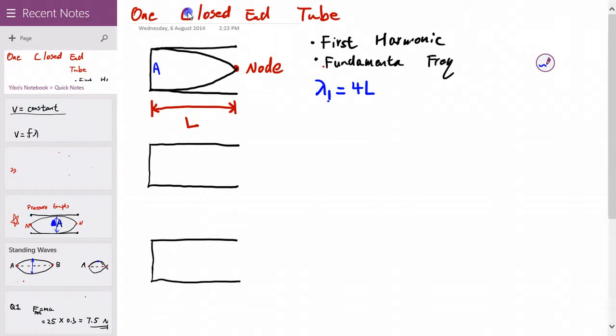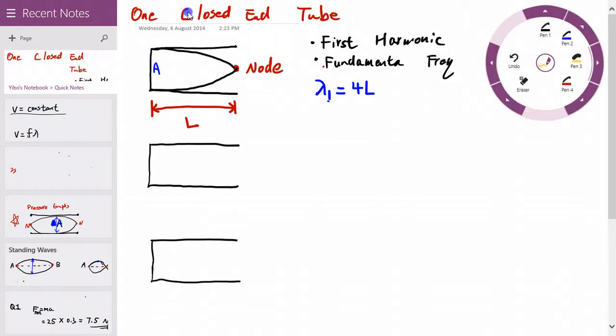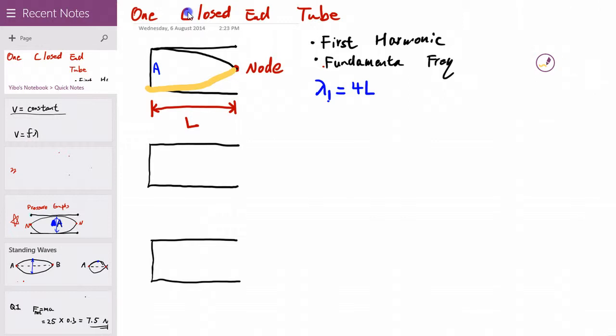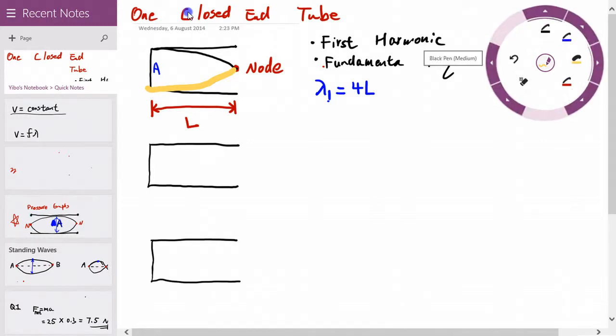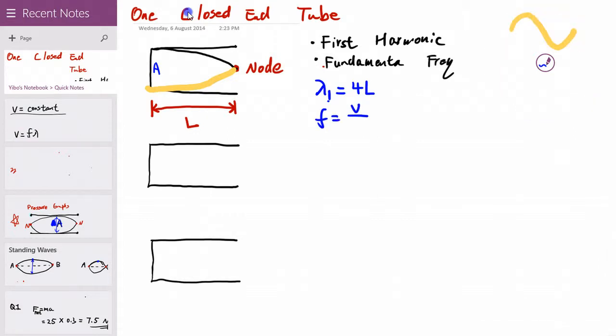Because if you have a look at this graph there, it's basically only a quarter of a whole period. A whole period is a sine curve, it's just a quarter of it. So it's four lengths. Then the frequency will be the velocity divided by the wavelength. The first harmonic frequency, f1, will be velocity divided by 4L.